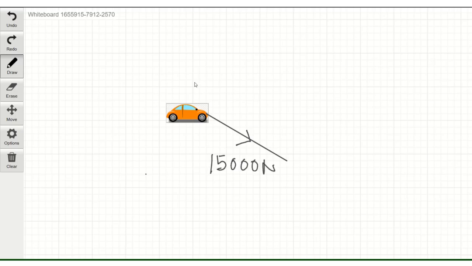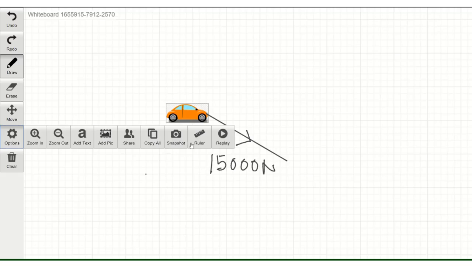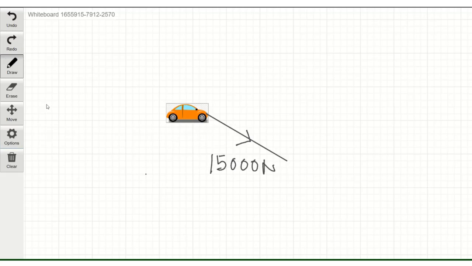Okay, so let's say we apply another force, a non-parallel one on the other side. Let's indicate the direction and the magnitude. So it is a pulling force, and let's say this is 20,000 Newton.